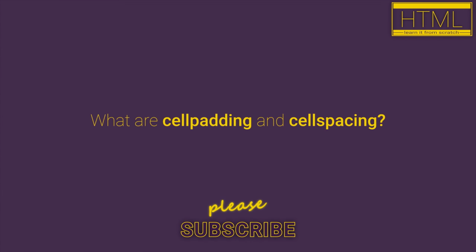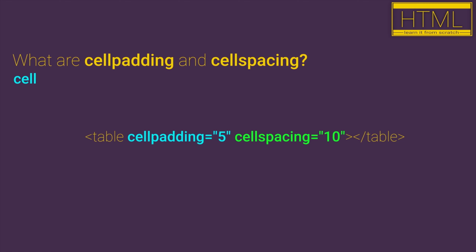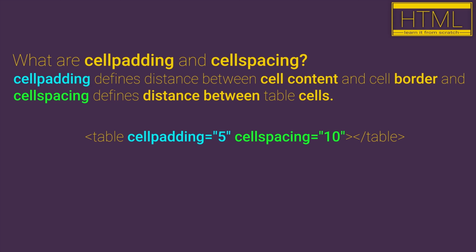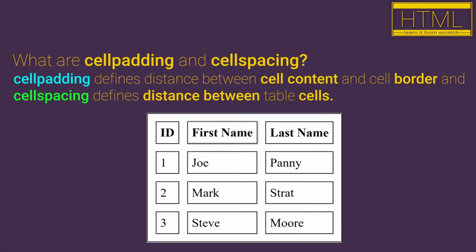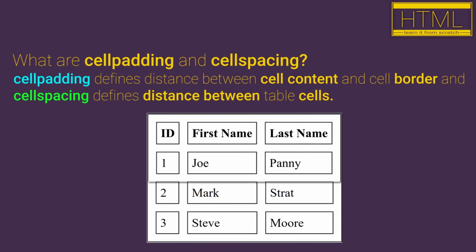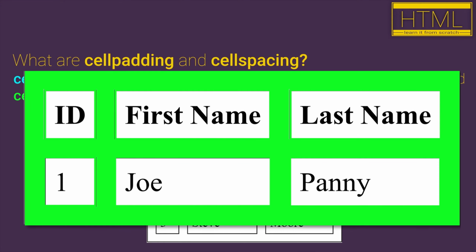What are cell padding and cell spacing? Well, cell padding is an HTML attribute that defines the distance between cell content and cell border, and cell spacing is an HTML attribute that defines the distance between table cells. So this is cell padding, or the distance between cell content and cell border. And this is cell spacing, which represents the distance between cells.